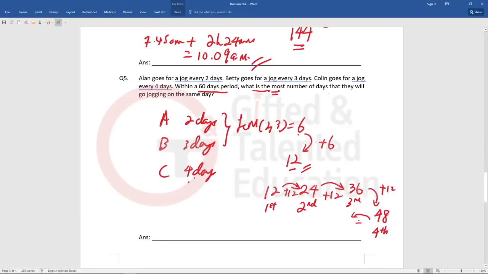And another 12 days later, which would be the 60th day, they would jog together the fifth time. Therefore, the number of days that they would go jogging on the same day would be a total of 1, 2, 3, 4, 5 days.